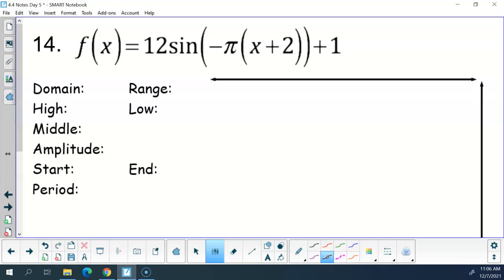Very easy. Domain is all real numbers. The domain is always all real numbers. That is the easy one. 12 is the amplitude. Do we agree with 12 being the amplitude? I would agree with 12 being the amplitude. Middle is 1. I would agree with that.